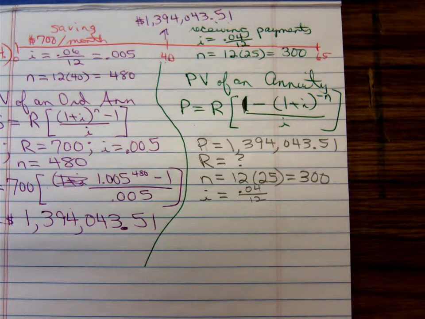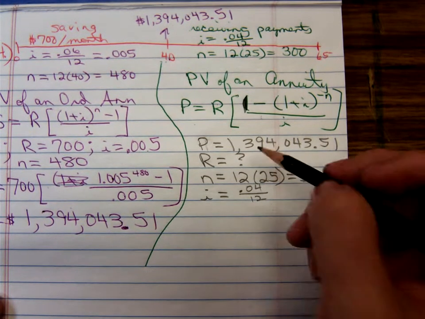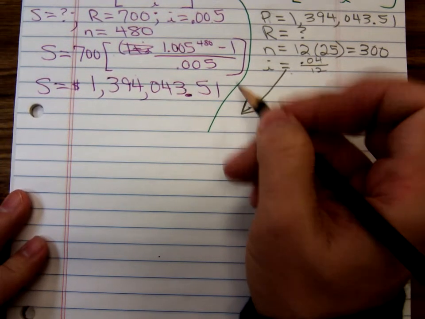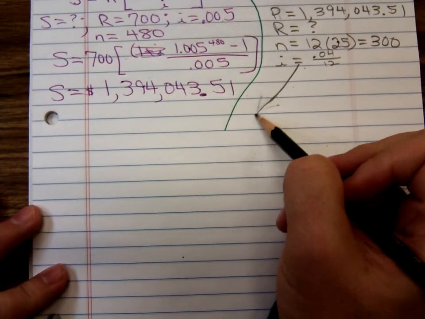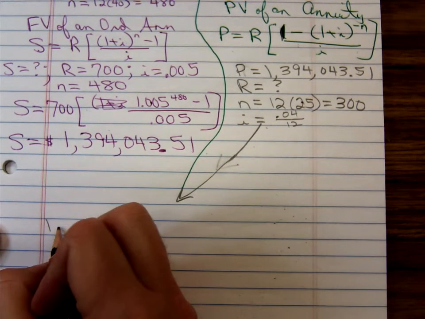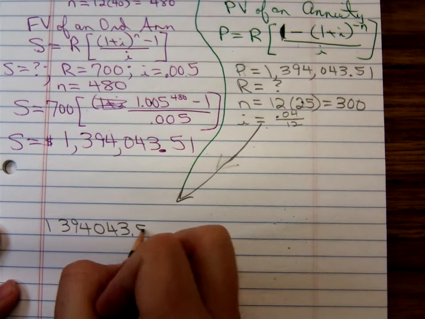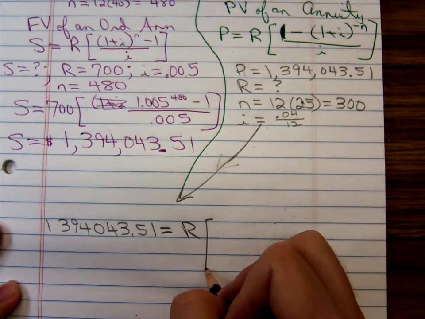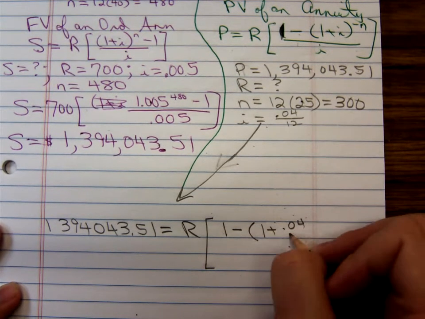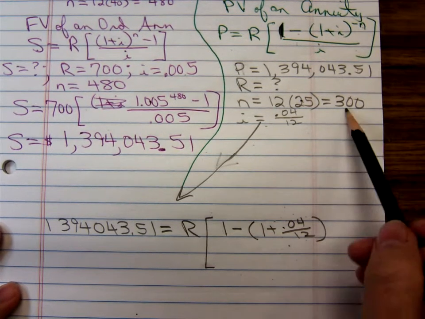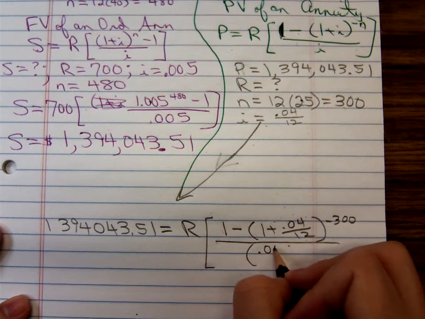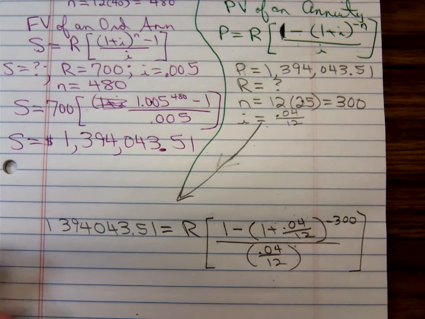So, plugging into our present value of an annuity formula, I'm coming down here so I have plenty of room. Here's where I'm going to do the substituting in. $1,394,043.51 is equal to R times 1 minus (1 plus i) to the negative n, so that'd be a negative 300, all divided by 0.04 over 12.